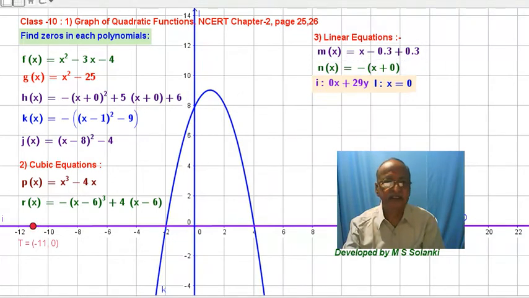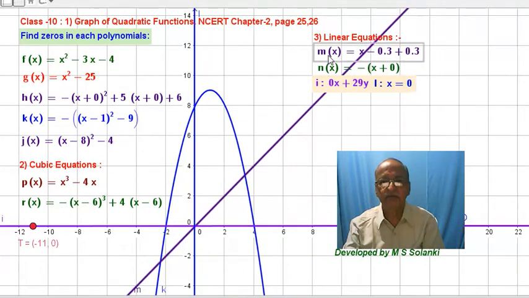M is this line. M, actually, this function is x minus 0.3 plus 0.3. It is mx is equal to x, simply we can write. But this function we have prepared for some other values, that's why it is coming here. And if we move this, y is equal to x, in simple way we can say y is equal to, the value of x is suppose 6, so the value of y will also be 6.